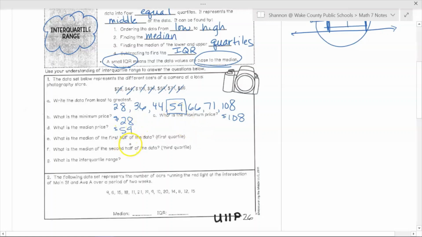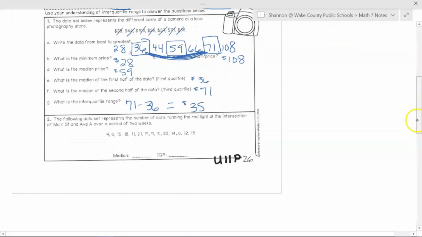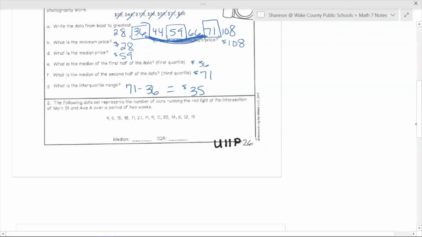All right, then we do the median of the first half of the data. That's called the first quartile, and that's going to be 36. And then do that again up here. And then our IQR is the distance from these two quartiles. So from 71 to 36 is going to be 35. So that middle set of cameras that's in that middle 50% are $35 different in price, which is actually kind of a big range there.